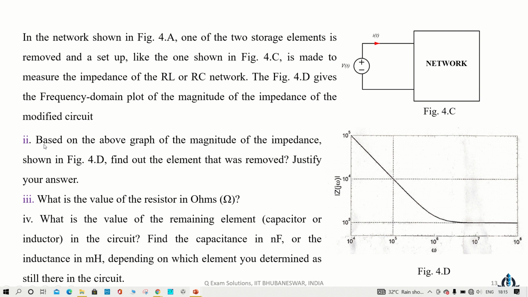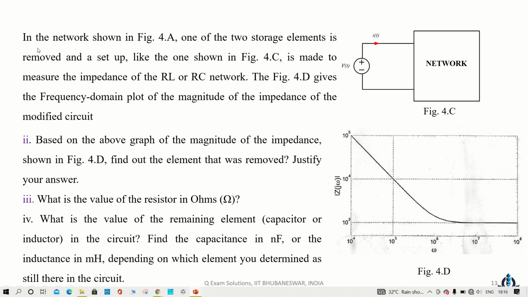In part B, it is asking based on the above graph of the magnitude of impedance shown in figure 4D. This is the 4D. Find out the element that was removed, and justify your answer. Here it is asking which element is removed from that circuit.